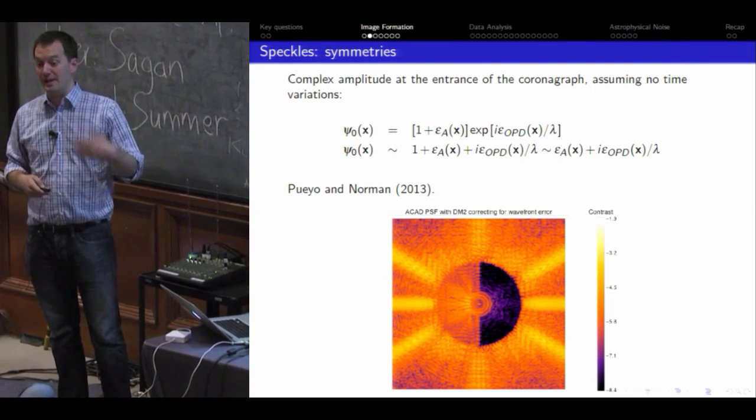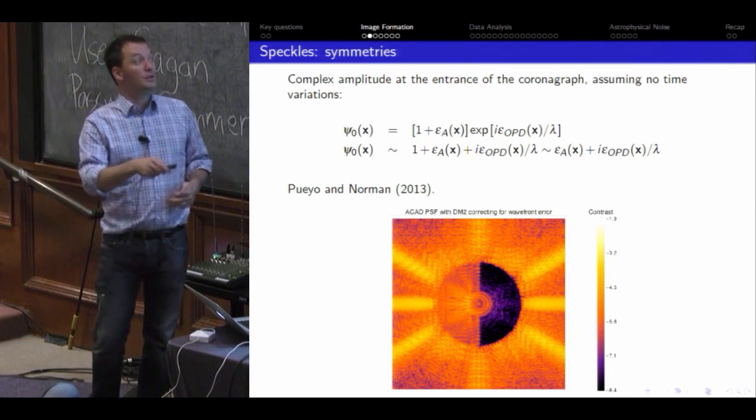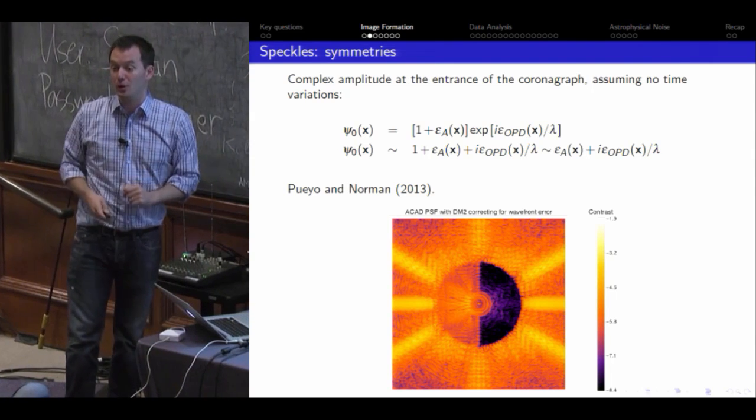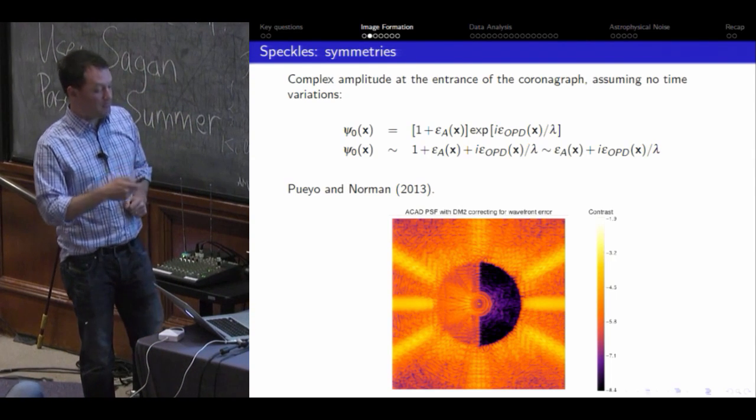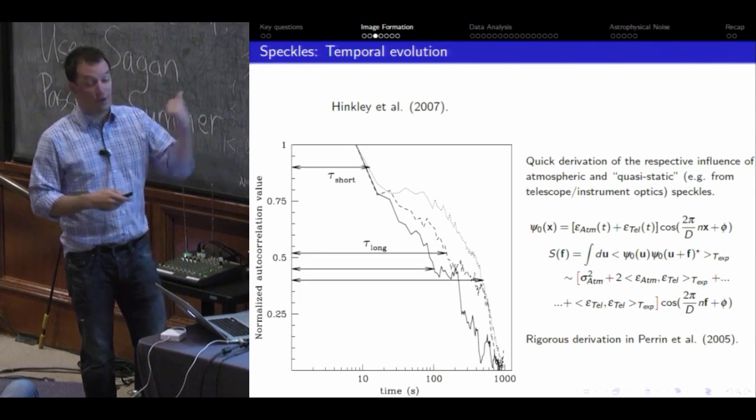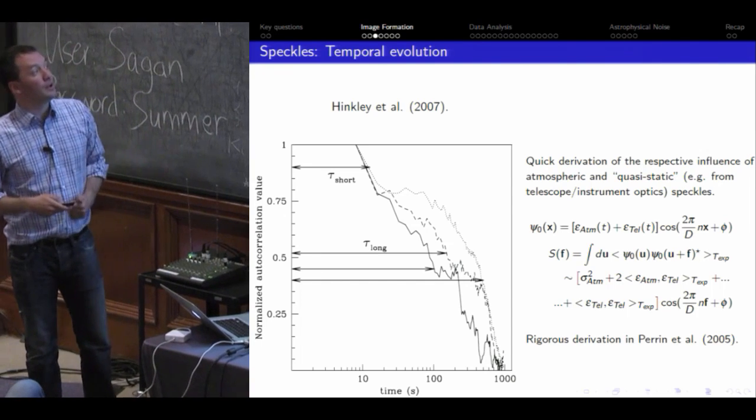It's true for instruments that we have now. For future instruments, things like WFIRST, this is not going to happen because we're going to do some more tricks with the wavefront controller Dimitri told you about that doesn't make them symmetric. So that's the first point. They're symmetric. What is the temporal evolution?